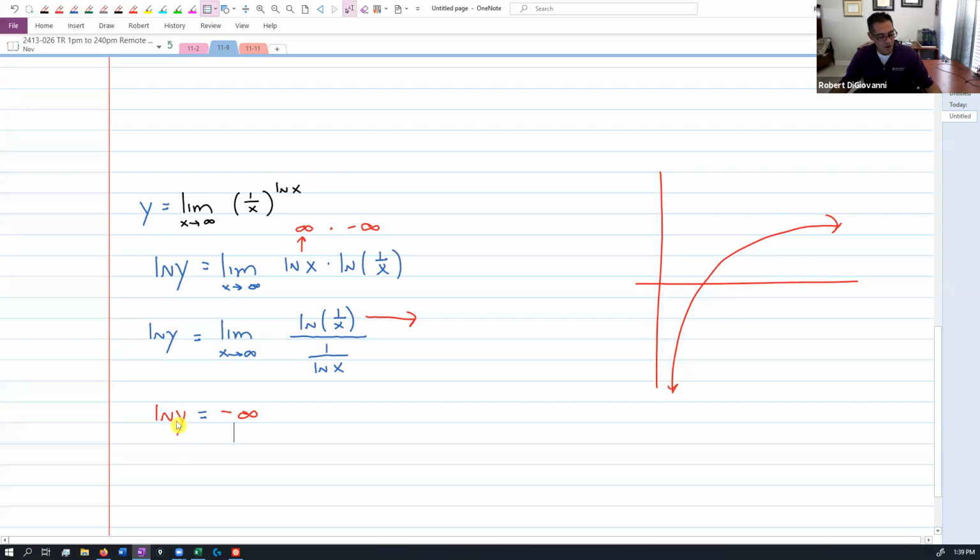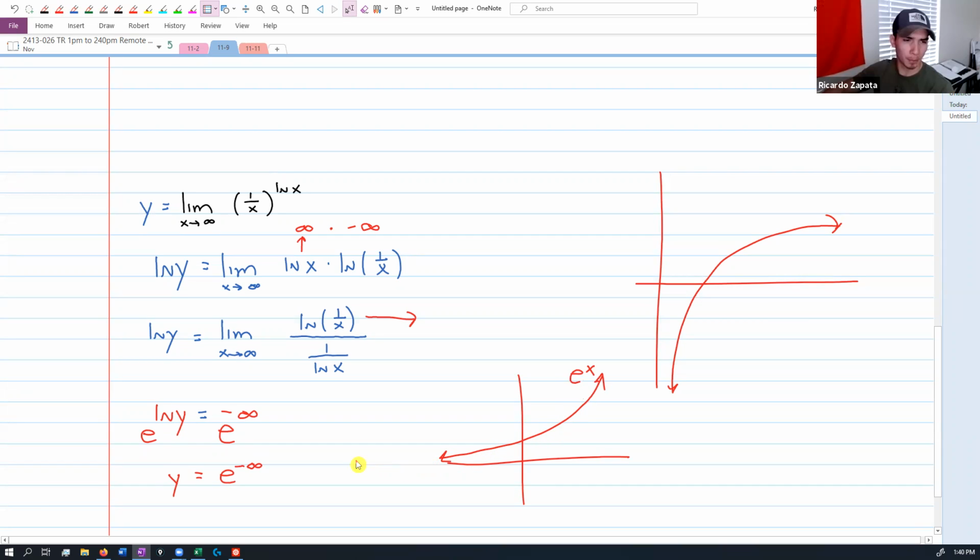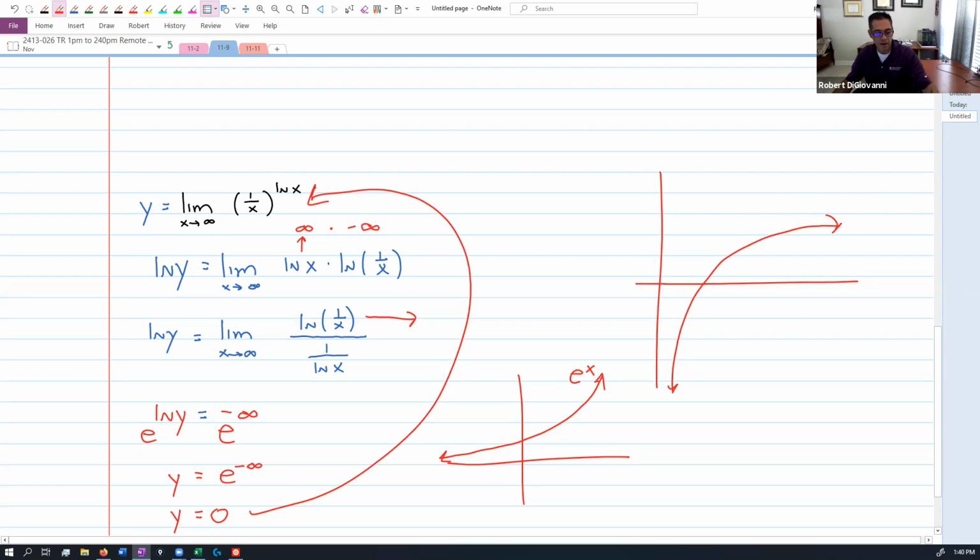When does the natural log function go to negative infinity? Do e on both sides. Okay, this is e to the y. What's e to the negative infinity? What happens to the e function as you go to negative infinity? There's e to the x. What happens as you go this way? It's approaching 0. And that was the answer, okay?